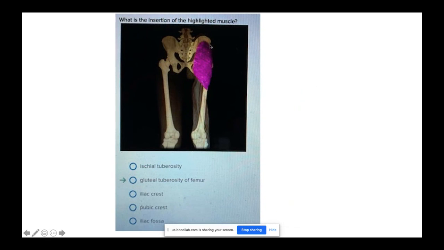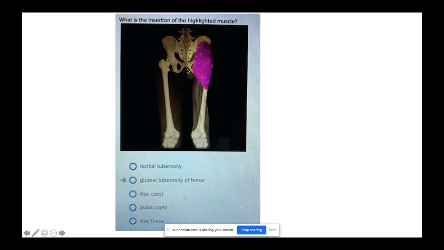So here, it's asking, what is the insertion? Now you're going, what is this? All right, here's the sacrum, here's the femur, here's the ilium. This looks like it could be a glute muscle. It looks pretty large. What's the insertion? Well, I don't know. It's got to be something around the femur, right? The origin's here. The insertion is here. It's more distal. So by process of elimination, could you figure it out?